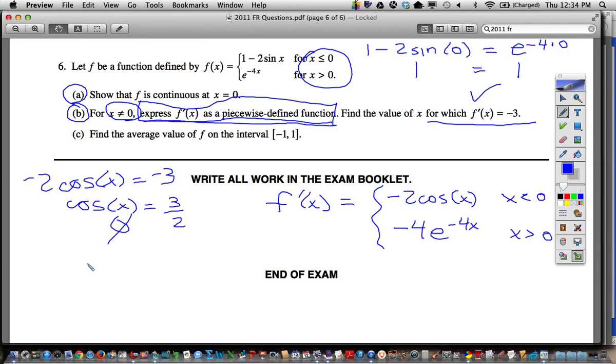All right? Set the other side. Negative 4 e to the negative 4x. When does that equal negative 3? So divide both sides by negative 4. We would get positive 3/4. Then what?